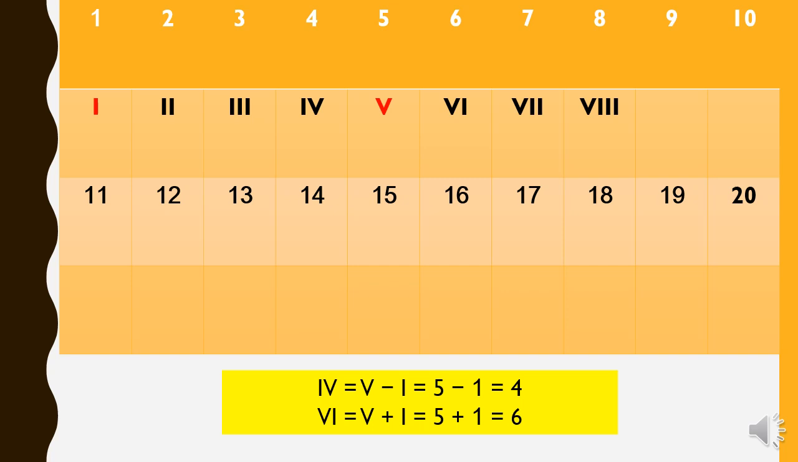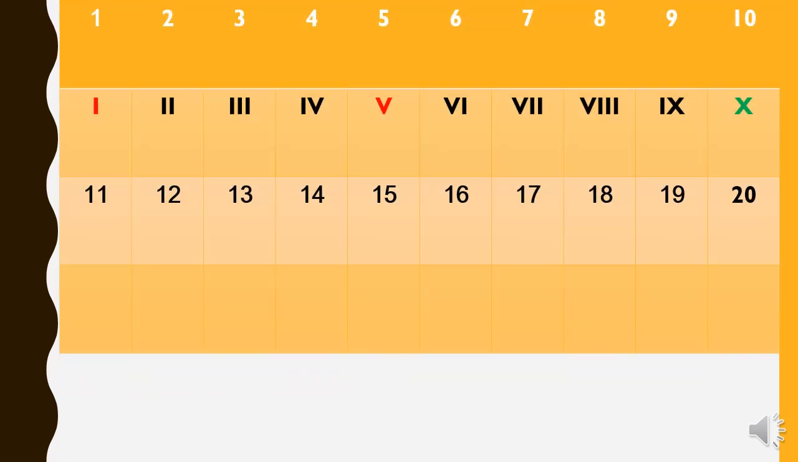Why? Because we have put 3 I's together and we cannot put another I here. Repetition law restricts us. Next character is X, denoting 10. Just like 4, we subtract 1 from 10 to make it 9 and add 1 to 10 to make it 11. We get IX for 9 and XI for 11.